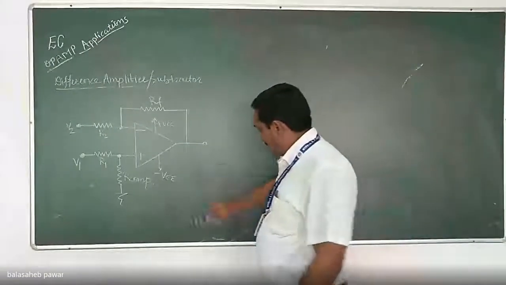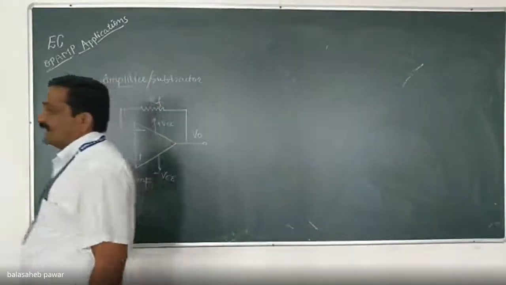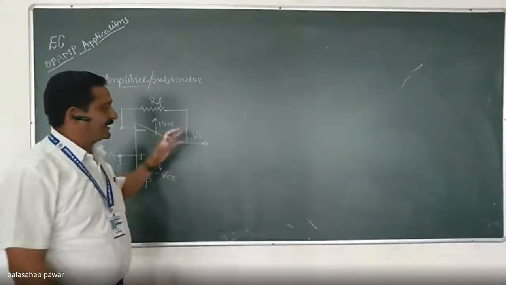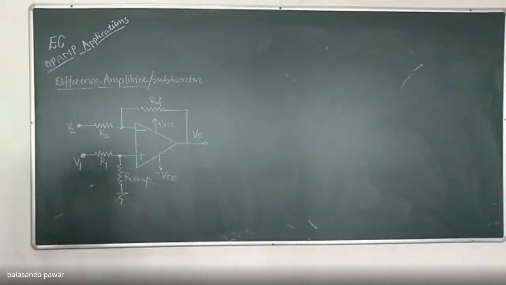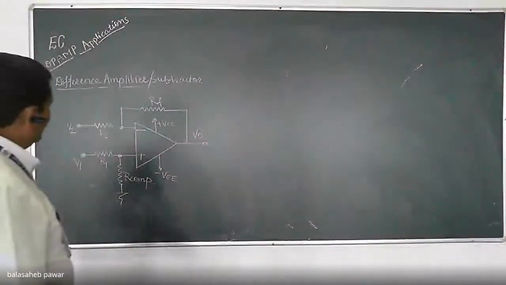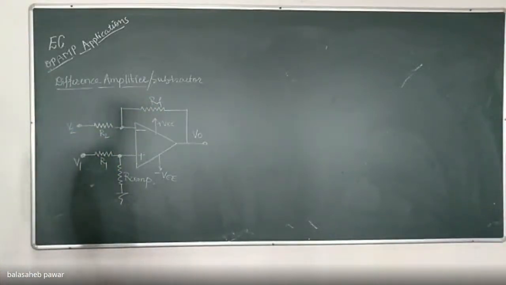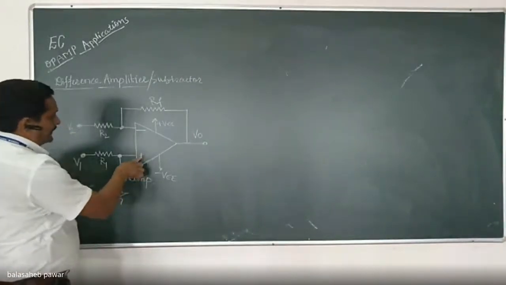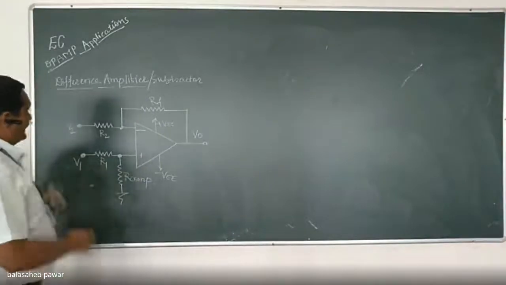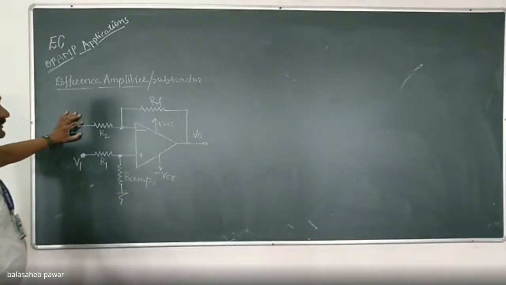Now we will analyze it. How much will be the output voltage? If the VO obtained is V1 minus V2 only, then it is simply a subtractor circuit. If the output is some gain times V1 minus V2, then it is known as a difference amplifier. So here we have to consider two cases, one by one: by V1, how much will be the output voltage, and by V2, how much will be the output voltage. That we will analyze.